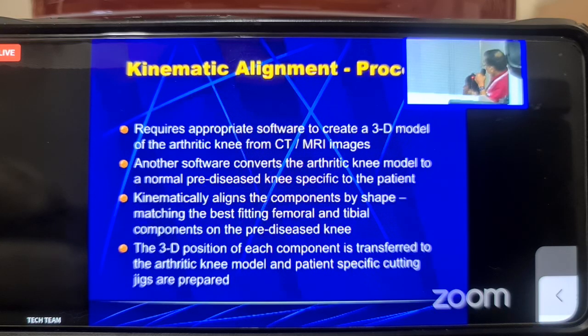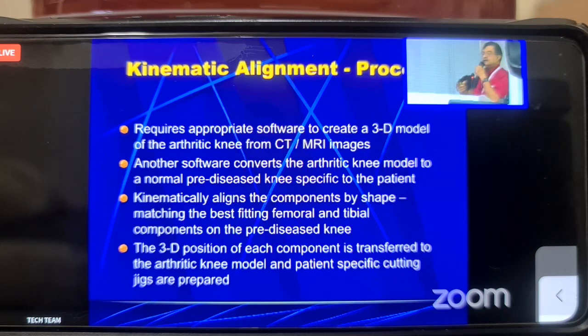Another software converts the arthritic knee model to the normal pre-disease knee specific to the patient. That is the USP of this technique, that it is patient specific. Each patient, the knee is placed differently. In Insall's concept, all the knees are brought to the same standard. And that is why in 20% cases there is a dissatisfaction. Here you are matching the knee.